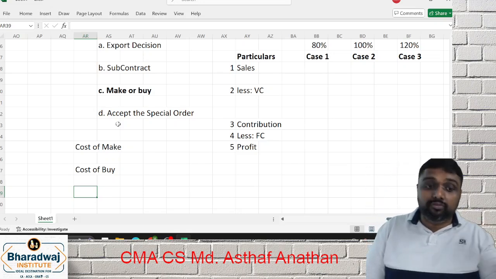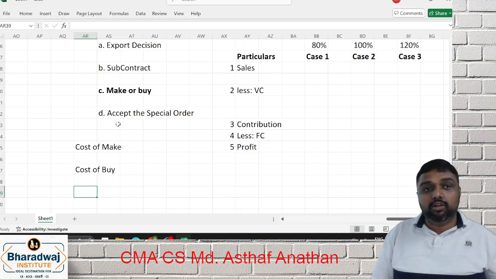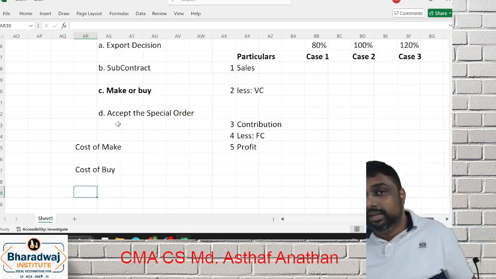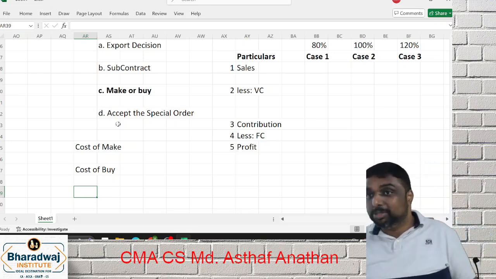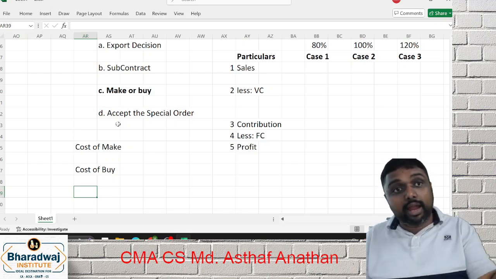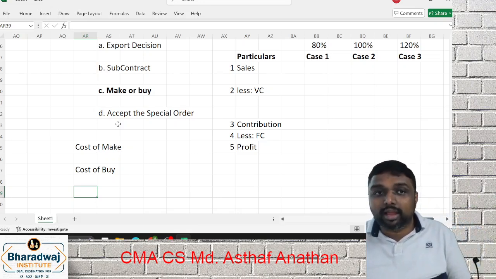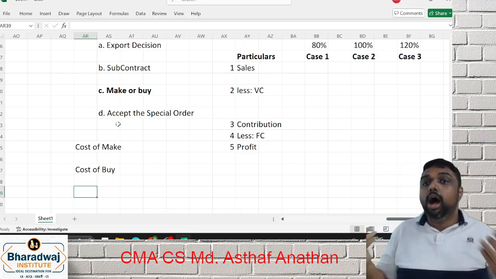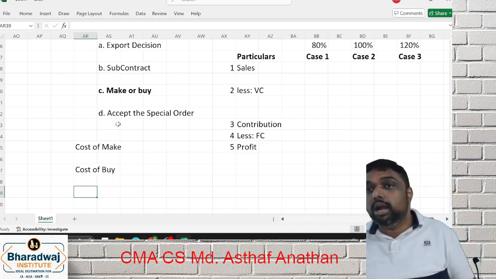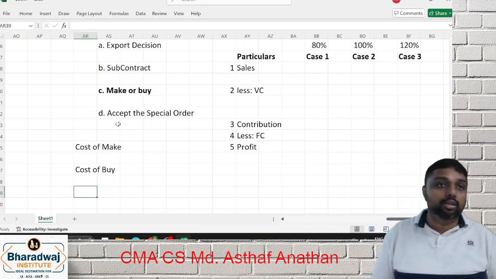If your cost of buy is less than cost of make, you will buy it. This all comes from a raw material perspective. Your raw material, either you can buy from outside or you can make in-house. This is how you have to decide: cost of make and cost of buy.